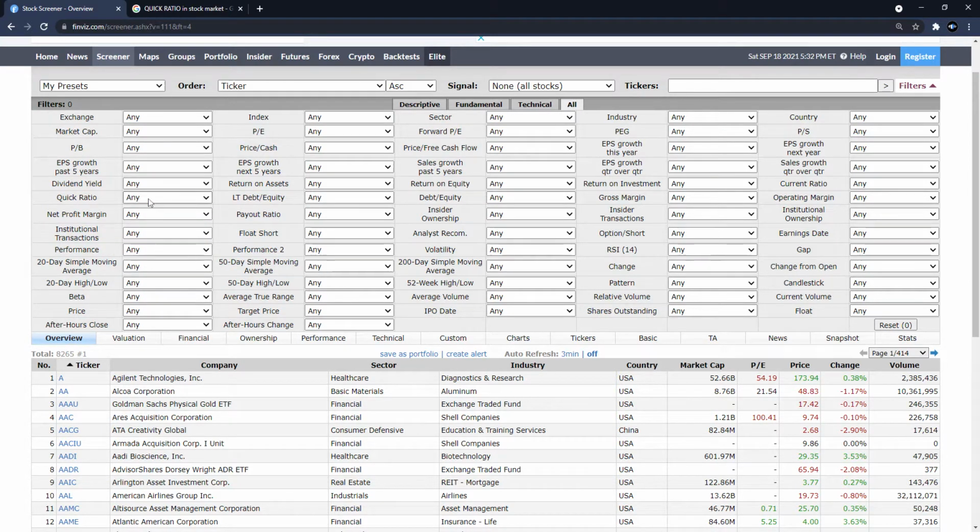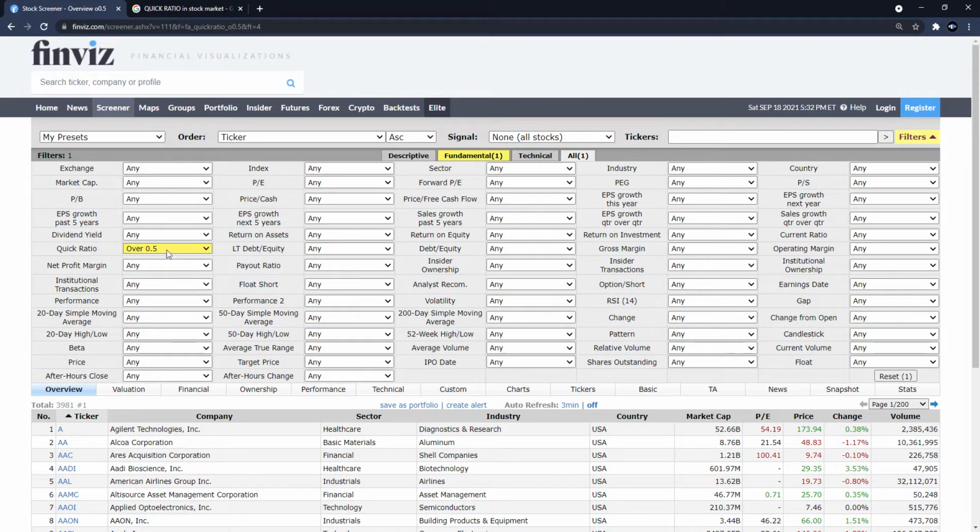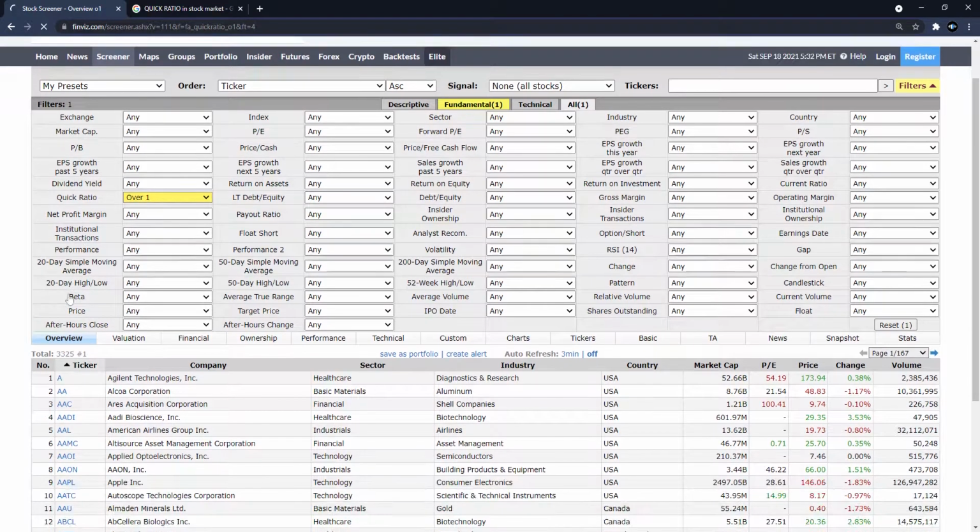So what do we want it to be? Over one for sure. You can basically go with over 0.5, but we will go with over one. That's what kind of stocks we want, and we're left with 3,000. A lot of these stocks are there.